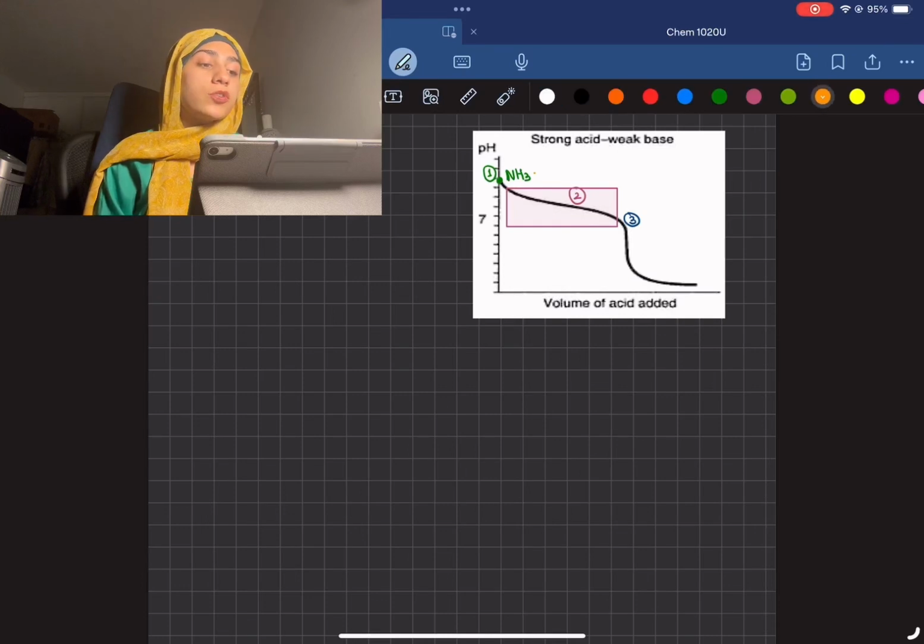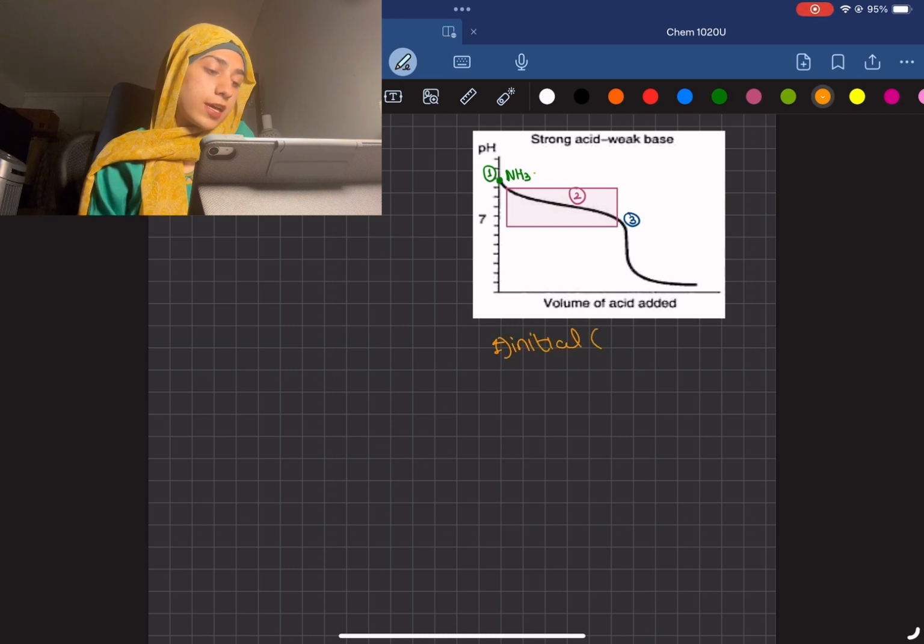Hi, so today we'll look into strong acid versus weak base. In the beginning, let's assume we have NH3 as our weak base. Because the graph is starting at a higher point than 7, I know that in my initial stage I have base. Now I'll write down the equation for this. I'll dissociate it into water.